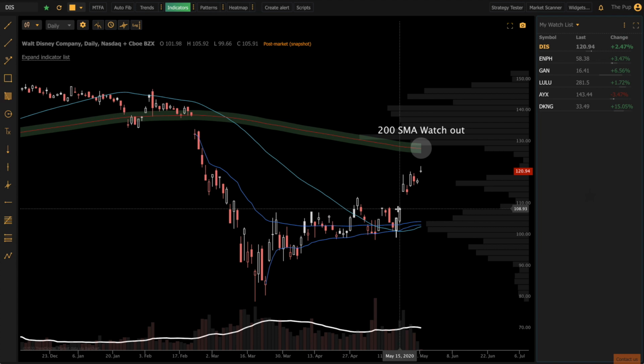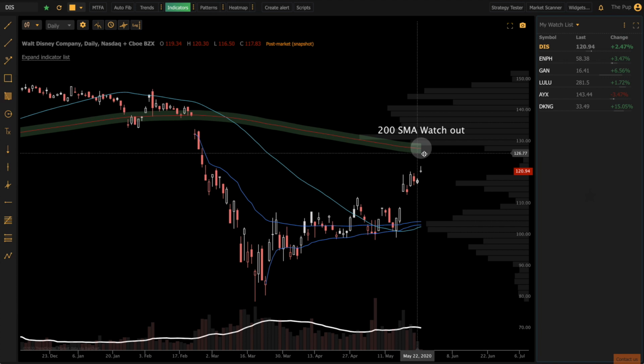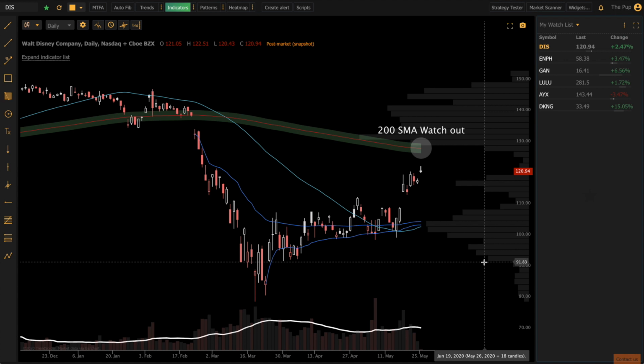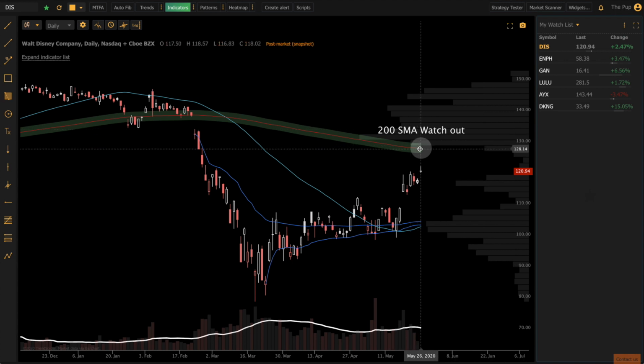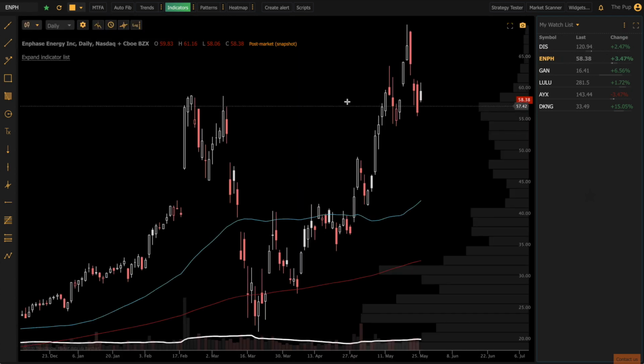So, I mean, we could dive deeper into this and look at support and resistance. But I think really that's for not. We really need to watch this 200 simple moving average. This is our key indicator for either a rejection and more of a downturn, or a breakout and a continuation up. Okay, let's look at ENPH.